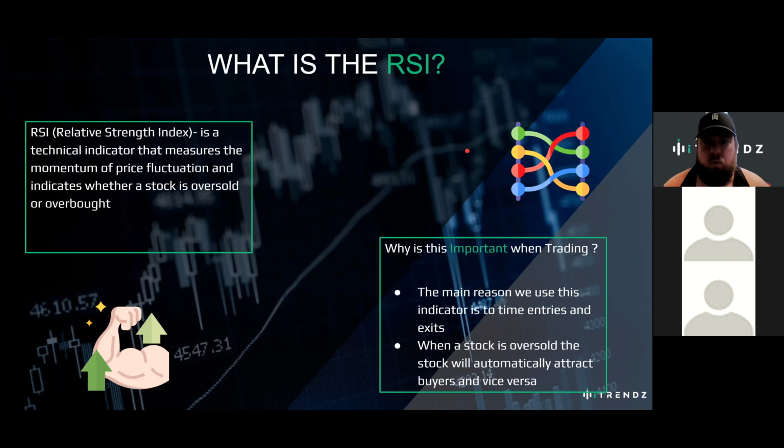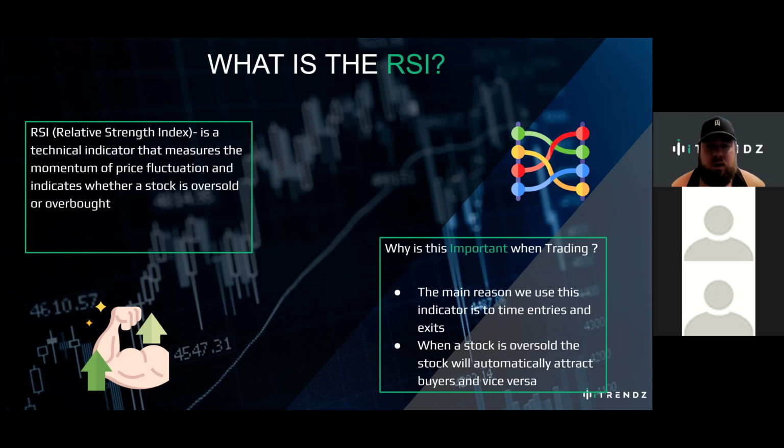So basically, to start off, what is RSI? RSI is short for Relative Strength Index. It's a technical indicator that basically measures the momentum of the price fluctuation of a stock and whether the stock is oversold or overbought. This is focused a lot on volume, and you can see when people are entering or exiting a trade. You can also notice when a trade is starting to slow down or maybe reach its resistance or support lines. We'll go into that a little further on in the video.